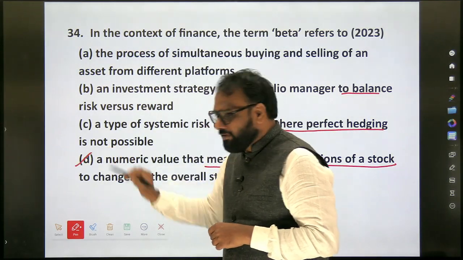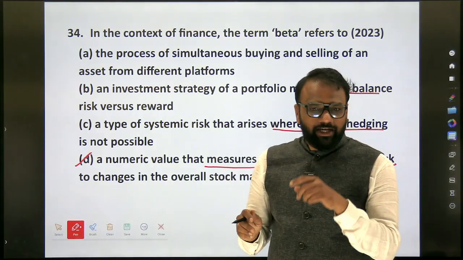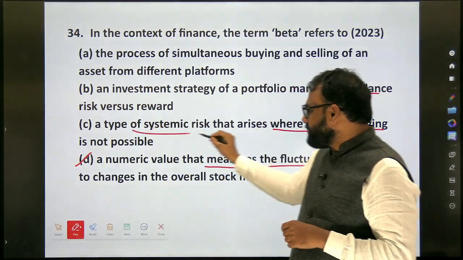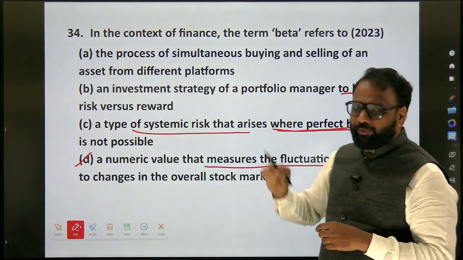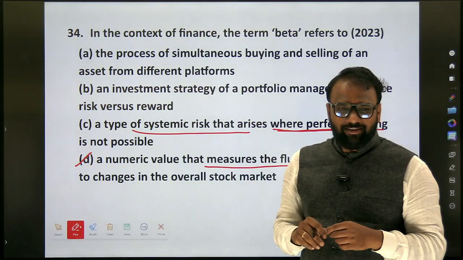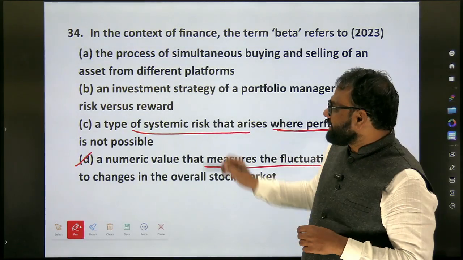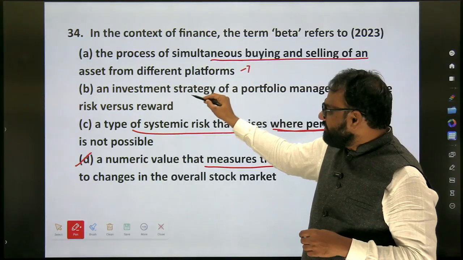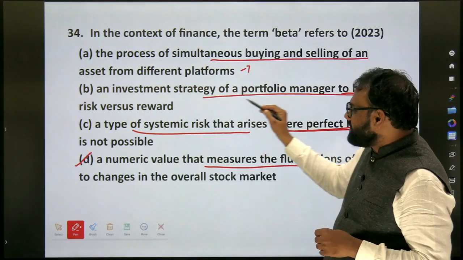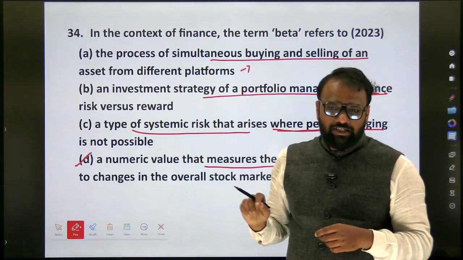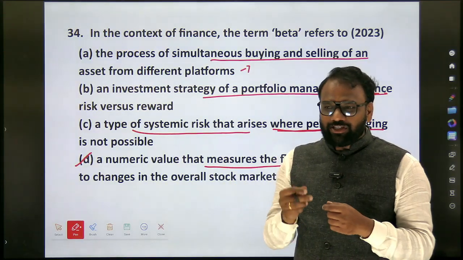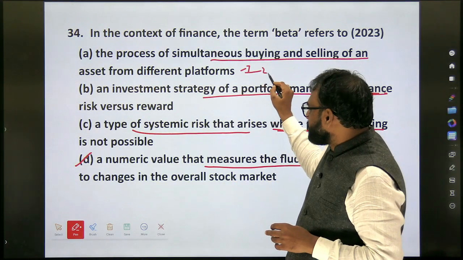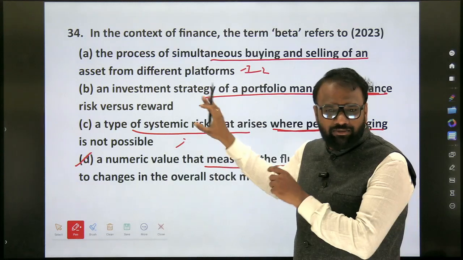A numeric value, D. Similarly, I included the technical term used to refer to a type of systemic risk that arises where perfect hedging is not possible. What is it called? Next, the process of simultaneous buying and selling of an asset from different platforms, and an investment strategy of a portfolio manager to balance risk versus reward. These terms I have added in the notes. You just go through it, and add those terms here itself.